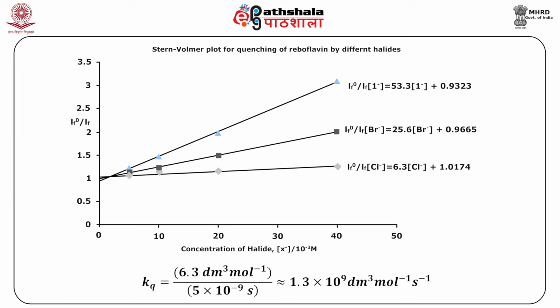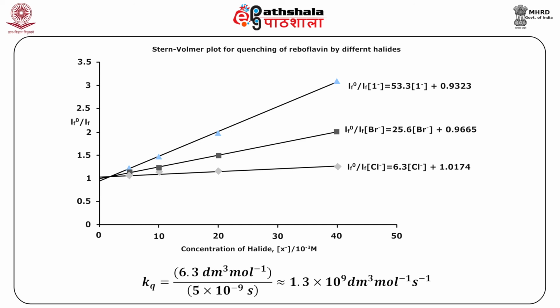The larger the value of Kq, the more efficient is the quencher. Thus, among the halide ions, the quenching efficiency increases as chloride is less than bromide is less than iodide. And in the figure we have shown the Stern-Volmer plot for the measured data on the quenching of fluorescence of riboflavin dissolved in 0.02 molar acetic acid by halide ions.